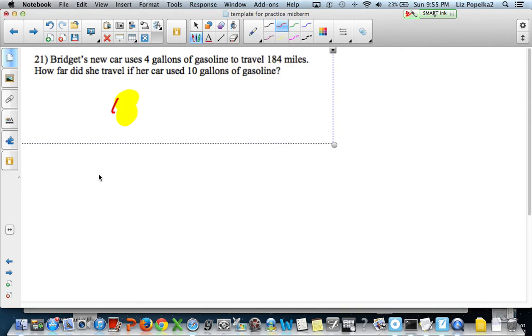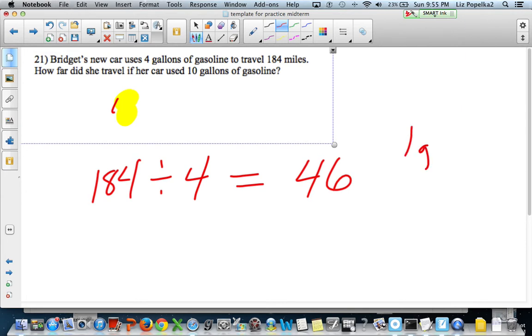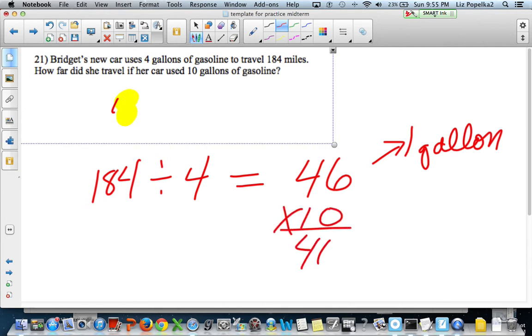Pen, there we go. If she can go 184 miles on 4 gallons of gasoline, if I take that 184 and divide it by 4, that'll tell me how much she can travel on 1 gallon of gasoline. So 46 miles is how far she can travel on 1 gallon of gas. So the question is asking us if she used 10 gallons, how far did she travel? 46 times 10 will give us 460.